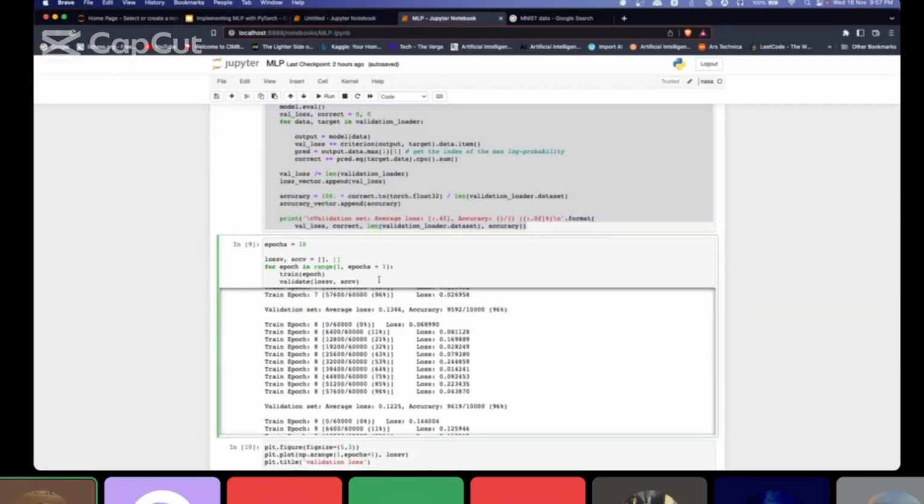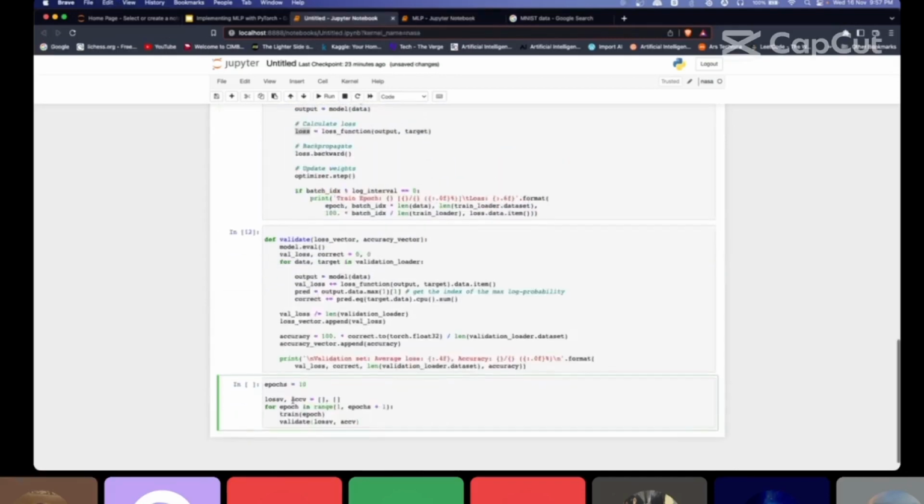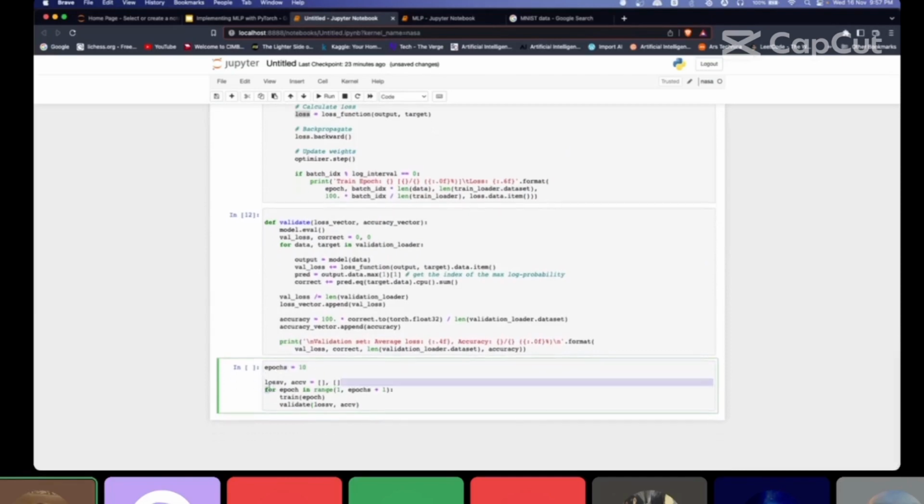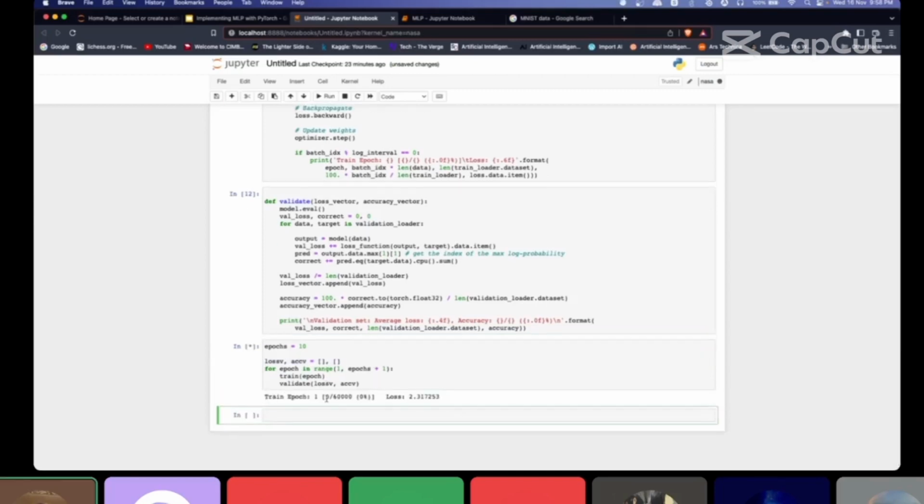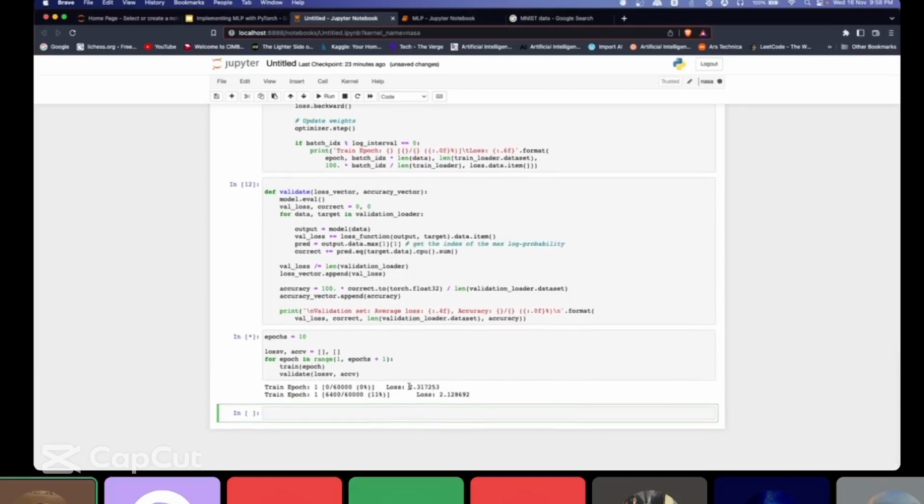Okay, so let's start both of our training and validation. So we're going to make it for 10 epochs. So this is just a variable to catch all the loss and the accuracies, so that we know whether the model is actually learning or not. Alright, let's go. So this is epoch 1, and in epoch 1 we have the loss of 2.3.